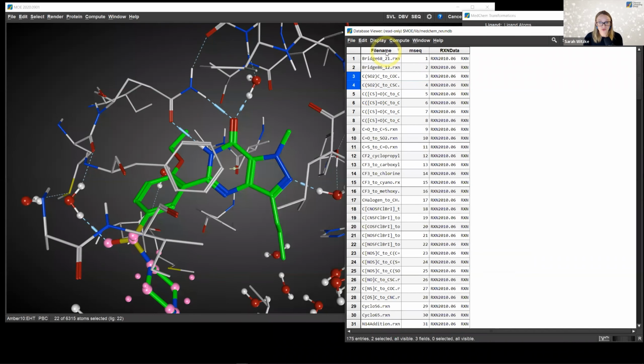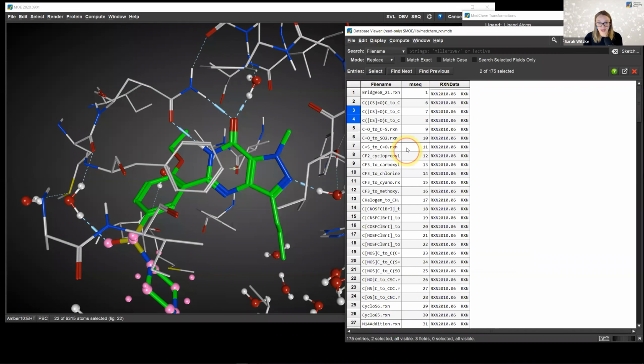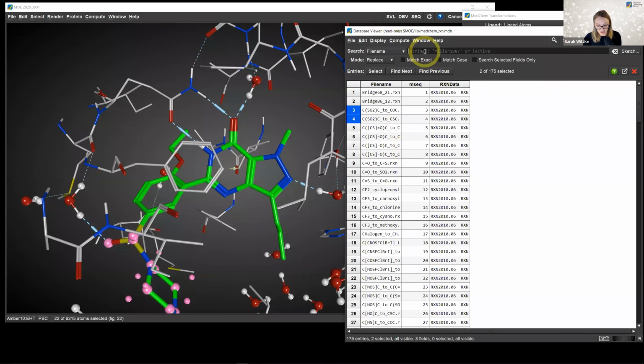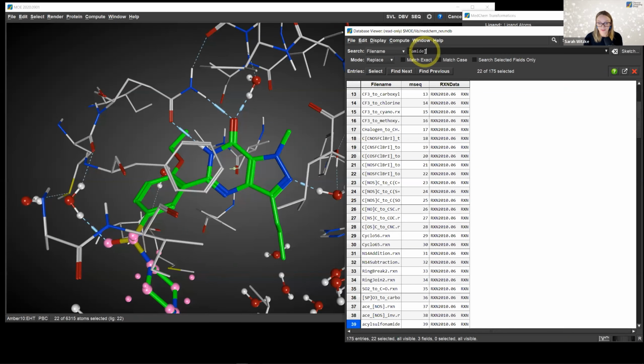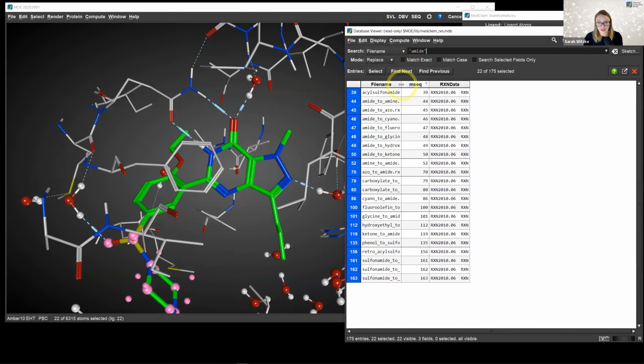So you can always right-click on the header, say select, and you can write, let's say, we need to put it in single quotation marks. Say you're interested in amide transformations, right? You click enter, and it will select all the reactions that have amide in the name. And if we just go ahead and hide the unselected ones, you should see the reactions here.